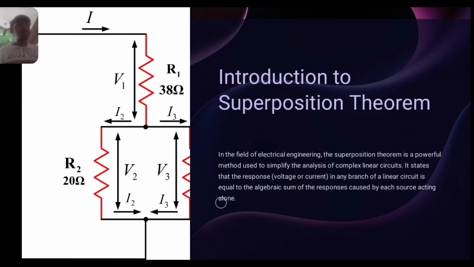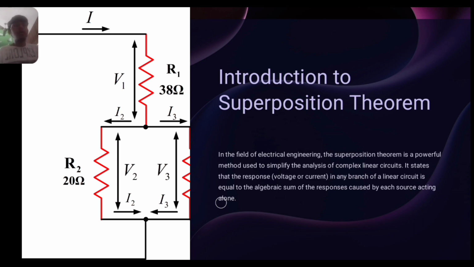In the field of electrical engineering, the superposition theorem is a powerful method used to simplify the analysis of complex linear circuits. It states that the response, voltage or current, in any branch of a linear circuit is equal to the algebraic sum of the responses caused by each source acting alone.